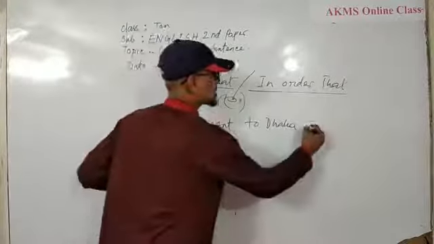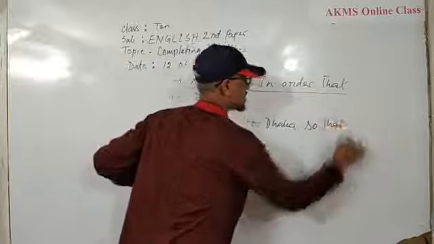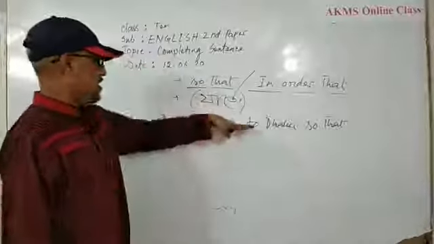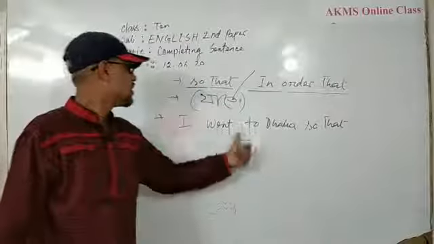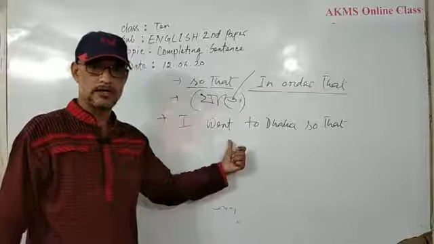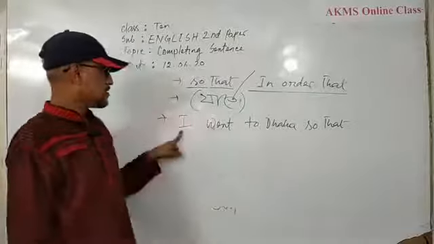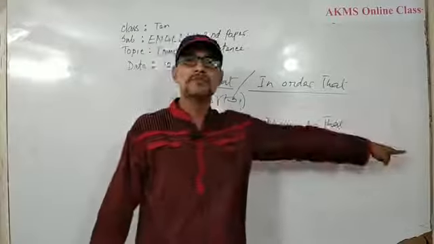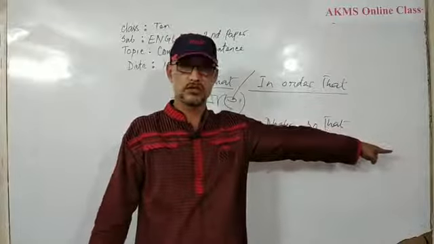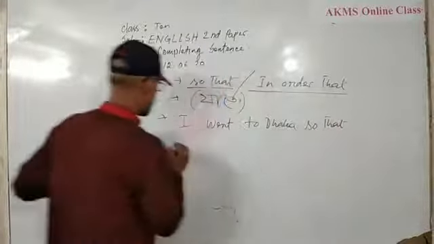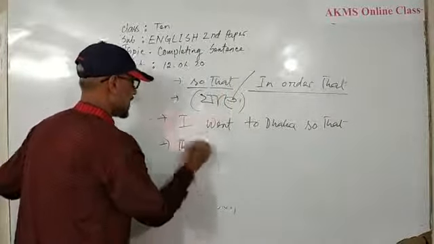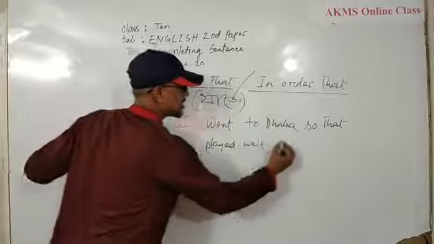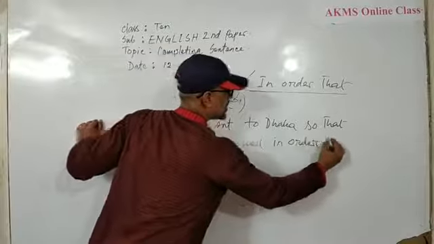That means the examiner will give you so that as a conjunction. I went to Dhaka so that. And you will write the answer why I have gone to Dhaka. The action is the first clause, and the second clause will express the purpose. So that they played well in order that.